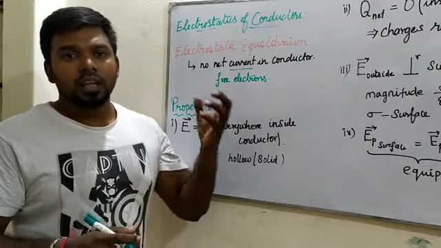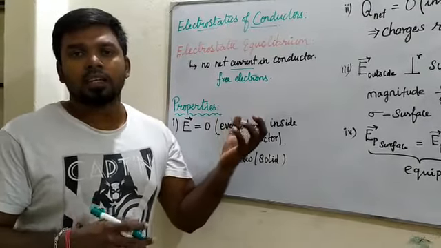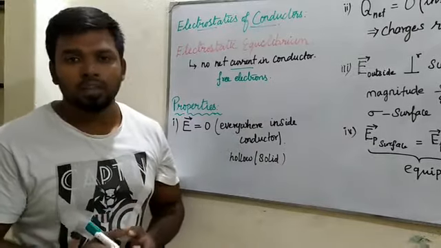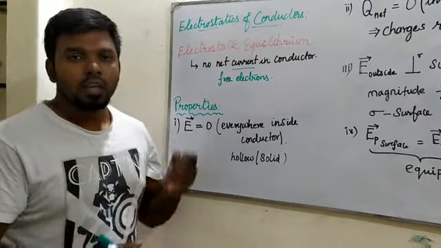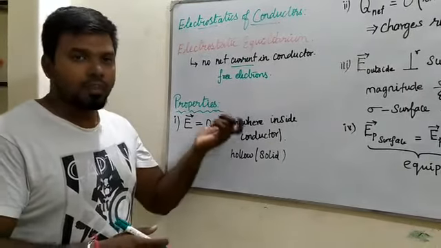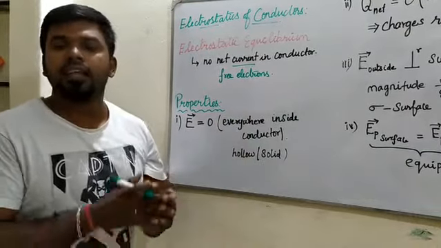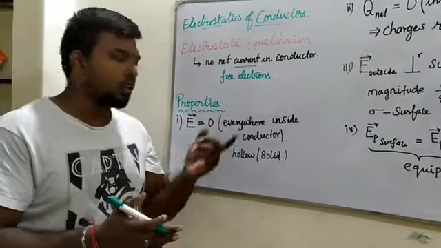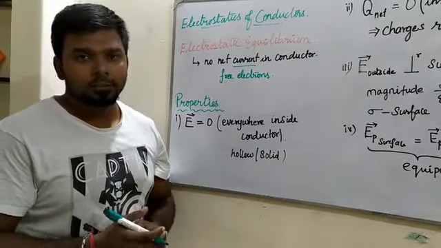So this electrostatic equilibrium in conductors possesses four properties. Let us see them one by one. The first property is that the electric field is zero everywhere inside the conductor, whether it is a hollow conductor or a solid conductor.